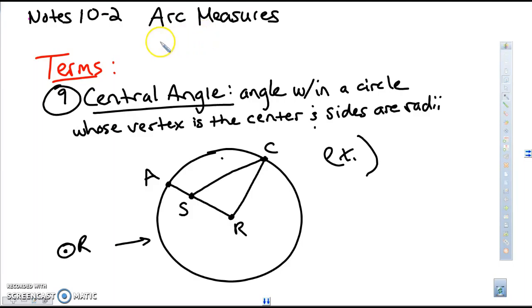So we'll go ahead and start out with one of our big T's, and that's going to be some terms. If you're making a list of all of your terms for this chapter, then your ninth term here is going to be the central angle. When you have a circle and an angle within it where the vertex of that angle is at the center and the sides of the angle are radii of that circle, then you call that angle a central angle. For this particular circle, we'll call it circle R. In this example, a central angle is going to be angle, go ahead and try to fill it out before I do, angle ARC.